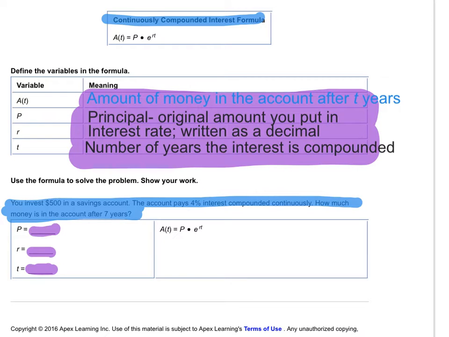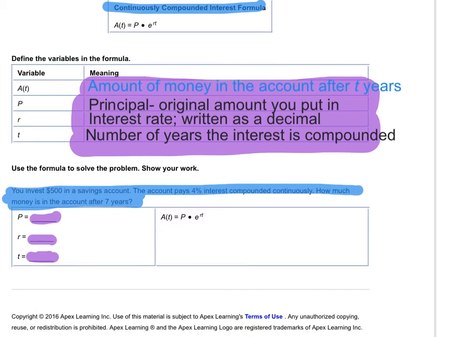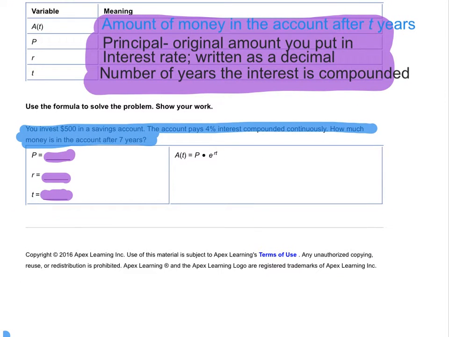So we're going to do a practice one. It says you invest $500 in a savings account. The account pays 4% interest compounded continuously. How much money is in the account after 7 years? So we start with what's important. The initial amount is going to be $500. That's your principal. The account pays 4% interest, so 0.04 as a decimal. And we need to know how much we have after 7 years.